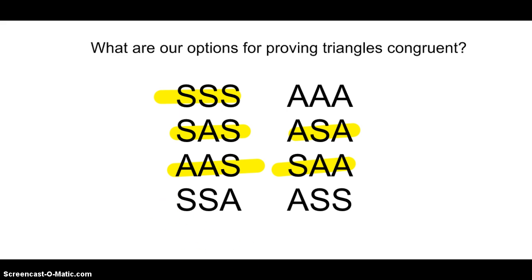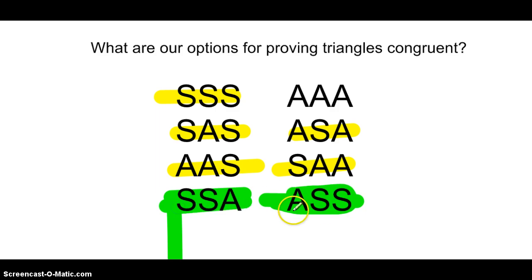If we look at these bottom 2, we write it this way, okay? Side, side, angle is the same thing as angle, side, side. And let's see if that's going to be a way to prove congruence.